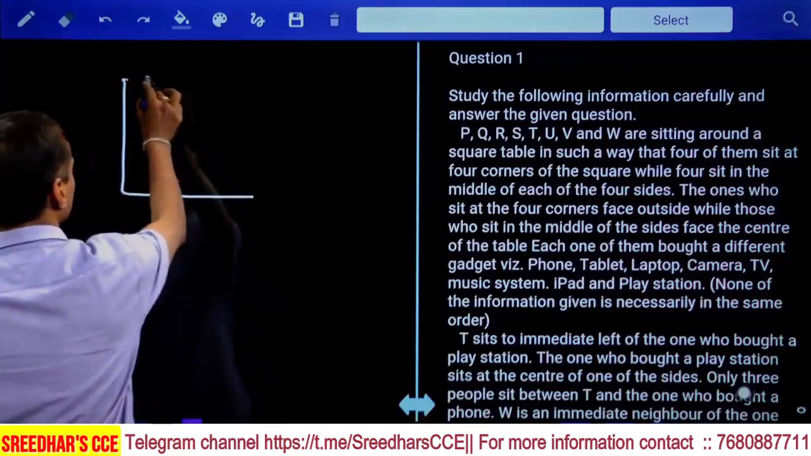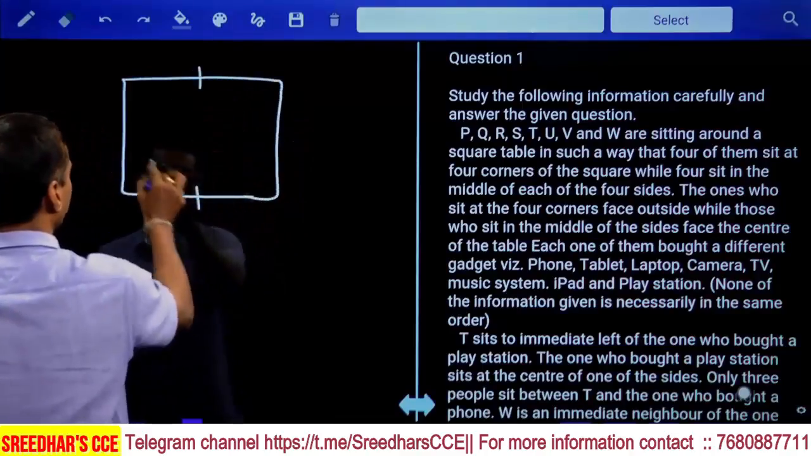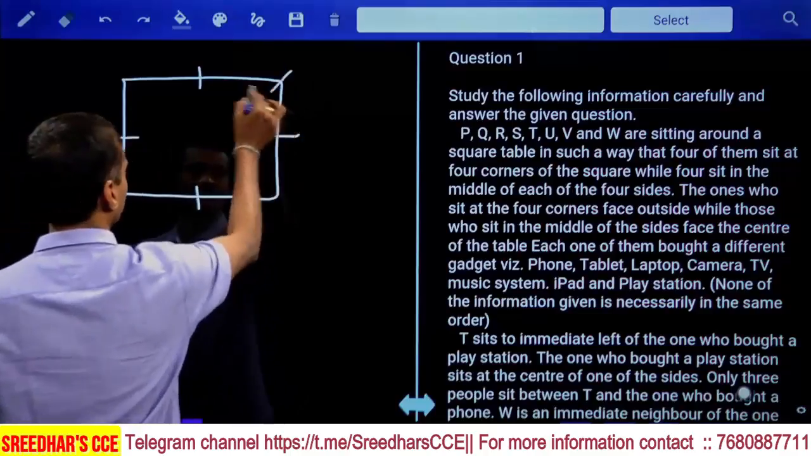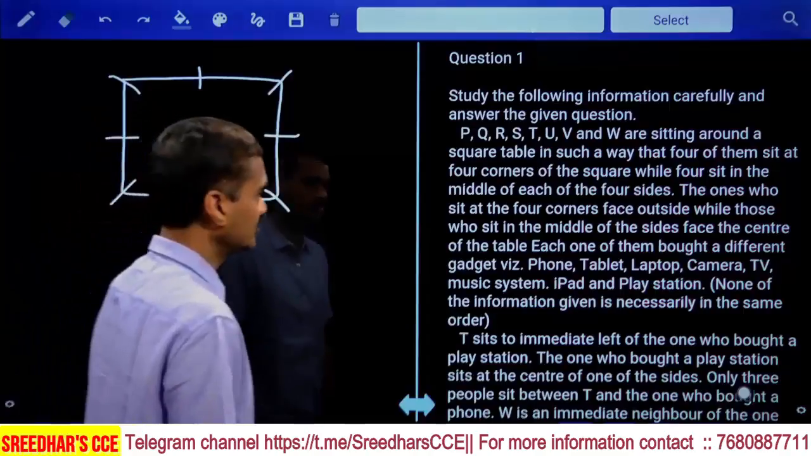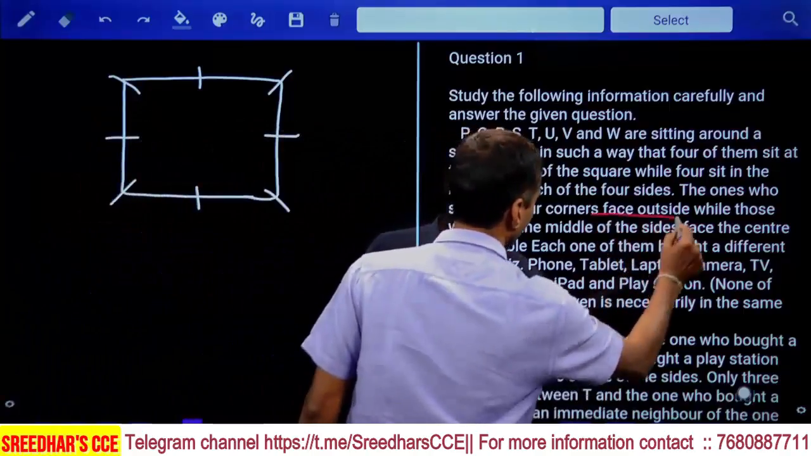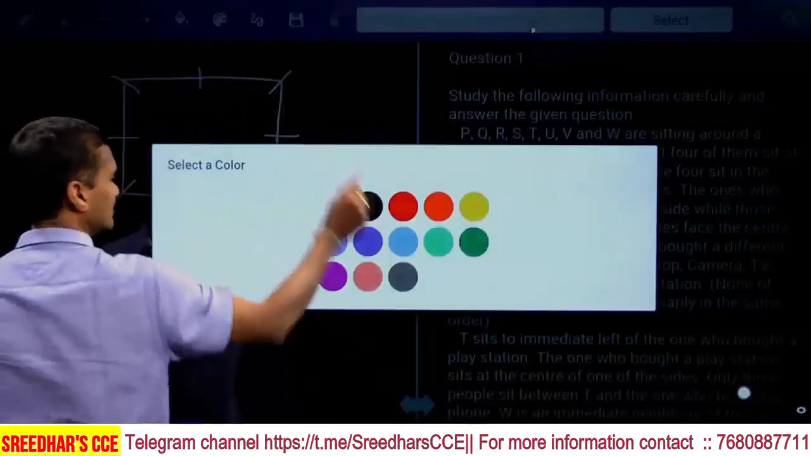Now let us take this is a square table. Now 8 persons, and how were these persons seated? 4 persons at the centers and 4 persons at the corners. Now the directions of these persons will be given. The ones who sit at the corners face outside, isn't it? While those who sit in the middle of the sides face the center.